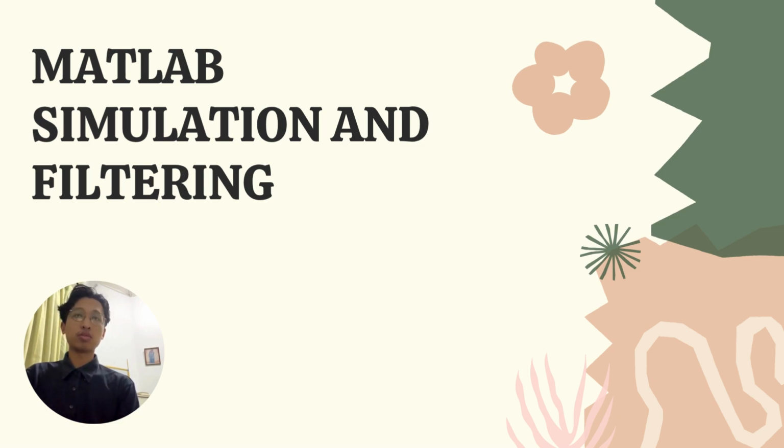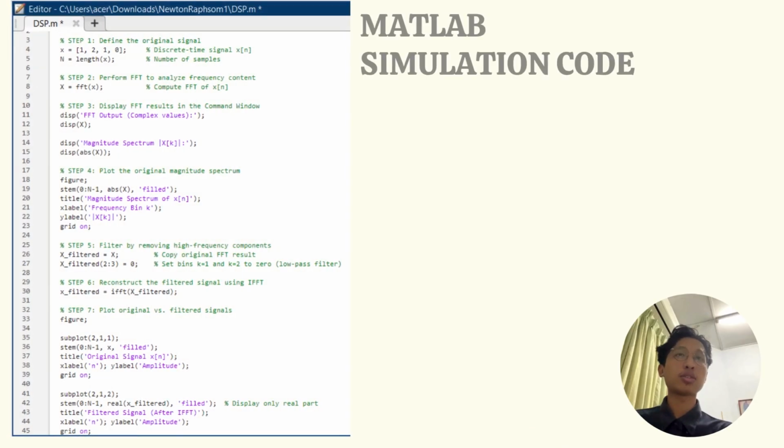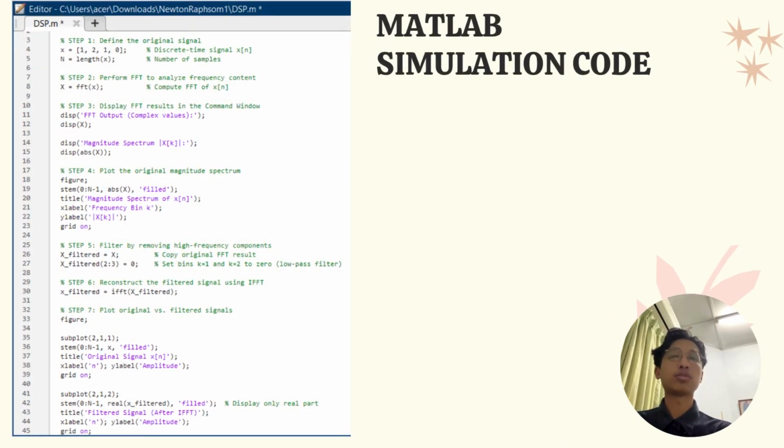In our project, we use the sequence x[n] equals 1, 2, 1, 0 as a sample input. This signal has both low and high frequency content. Our goal is to identify high frequency noise and remove it using a simple low-pass filter in the frequency domain. So that's all for the introduction of the simulation. Next, we're going to continue with the MATLAB simulation code.